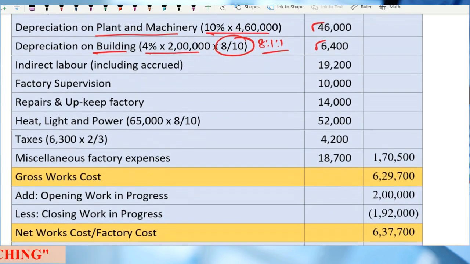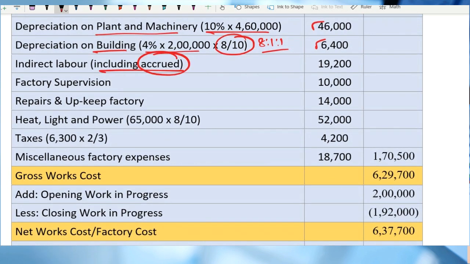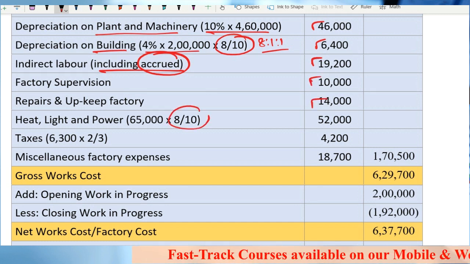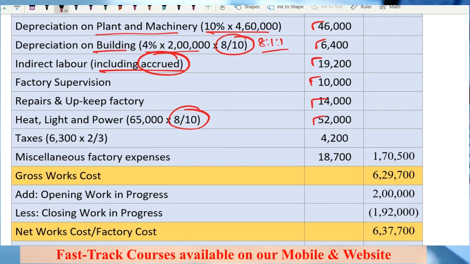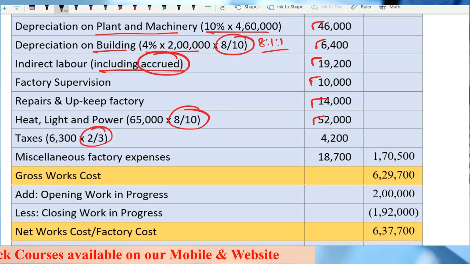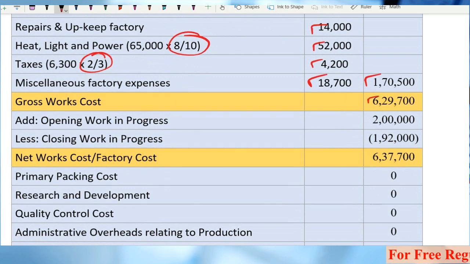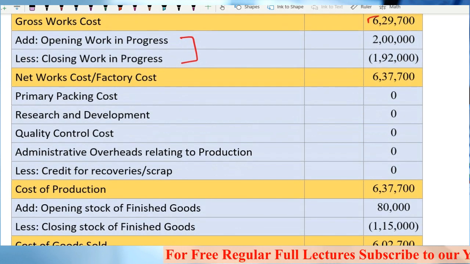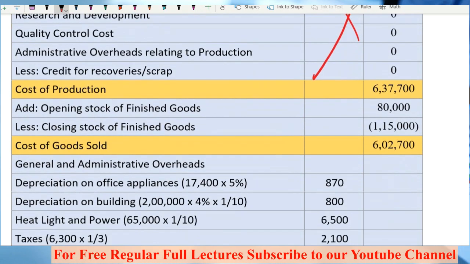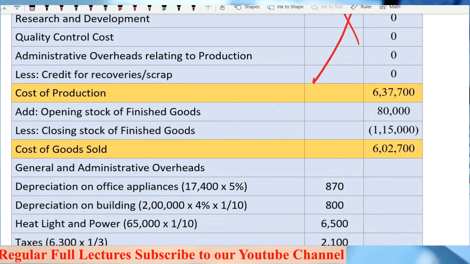6,400. Indirect labor, including the accrued part. Always remember now, right? Factory supervision is there, repairs and upkeep is there. Heat, light and power, 8 by 10. Right, bifurcation should be very careful. Taxes 2 by 3. Clear, 2/3 is to be devoted to the factory. Miscellaneous factory expenses. So the total factory cost, you will get the gross factory cost. Adjustment for WIPs given in the question, you will get the net factory cost. Nothing in this part. So the cost of production is equal to your net factory cost.